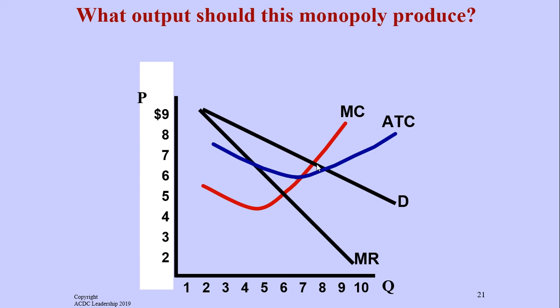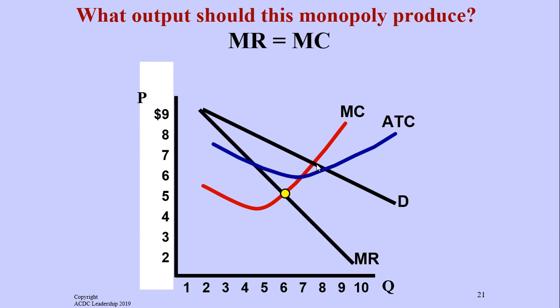Okay, so what level of output should this monopoly produce? Actually, it looks more like 6. I know sometimes it's hard to see it, but why? That's where MR equals MC. They're going to produce where MR equals MC, which is right there at 6 units, actually. Okay, so MR equals MC at 6 units.